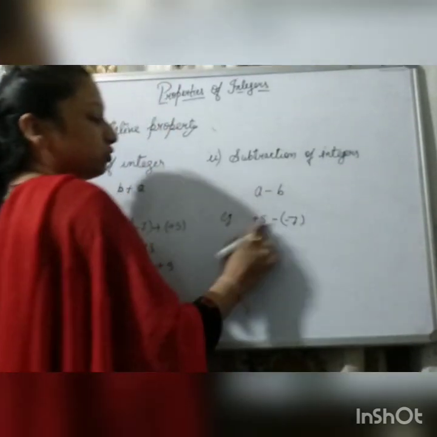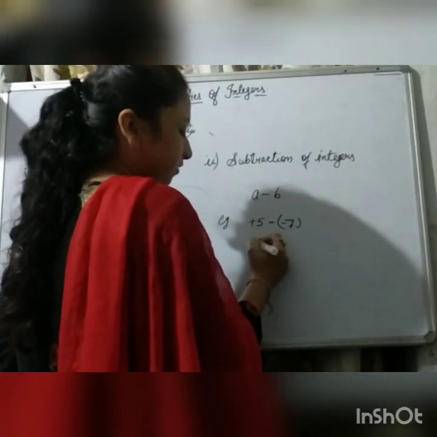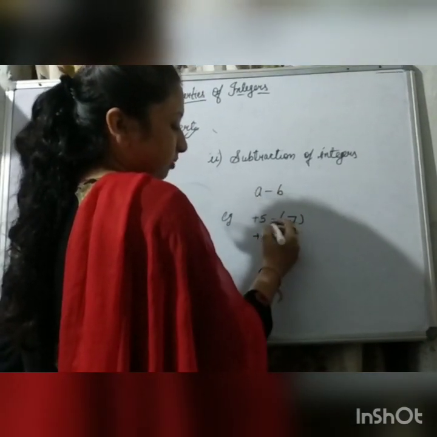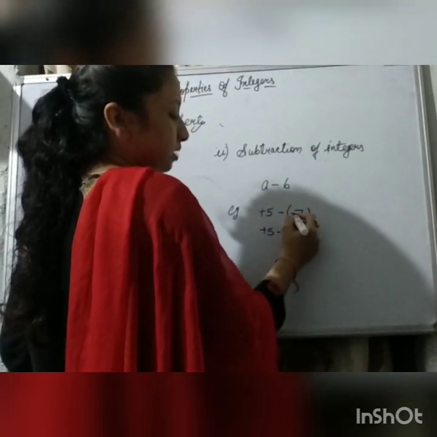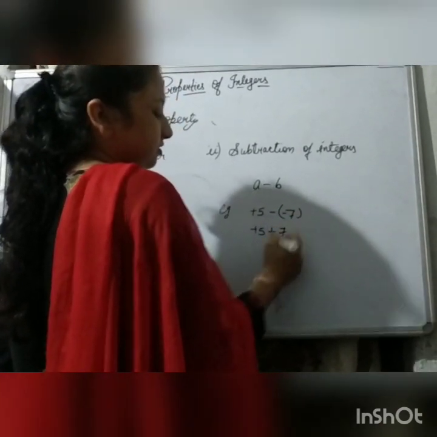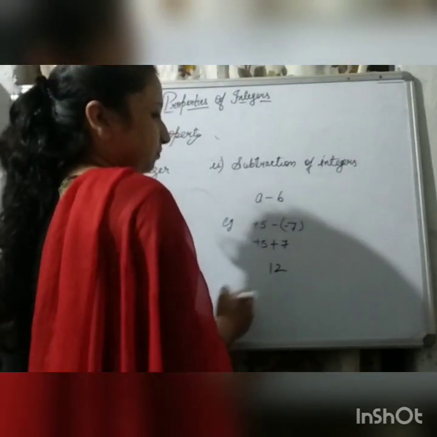So I have taken two integers. One is positive and another is negative. Now plus 5. If I solve the subtraction of these two integers, so minus will get multiplied with this minus. So minus into minus, plus. So 7 will get a plus sign. So 5 plus 7, 12.